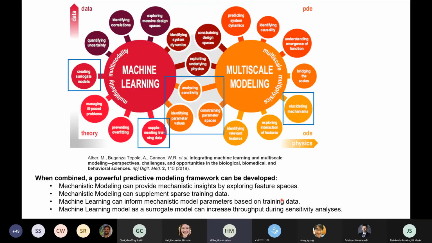So traditionally, machine learning and mechanistic modeling are considered separate fields of study, but when combined, there is the potential to develop a more powerful predictive modeling framework. Mechanistic modeling can provide mechanistic insights by exploring feature spaces, and it can also be used to supplement sparse training data, while machine learning can help to identify parameter values based on training data and can act as a surrogate model to decrease computational cost and increase throughput during parameter sensitivity analysis.